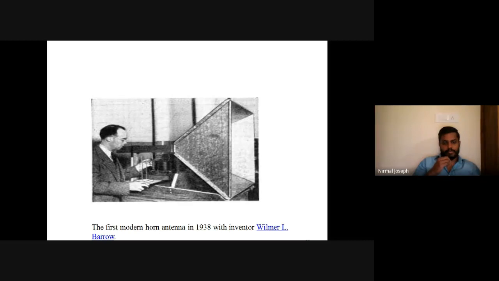This is the image of the first modern horn antenna. It was invented in 1938. You can see how big it is. The inventor is Wilmer L. Barrow, and he is the one sitting next to the antenna. This is the first modern horn antenna.